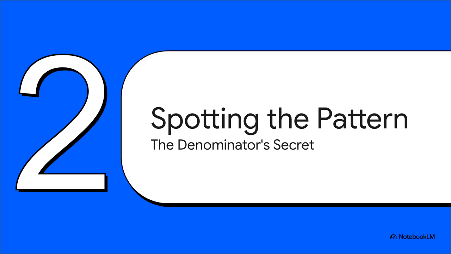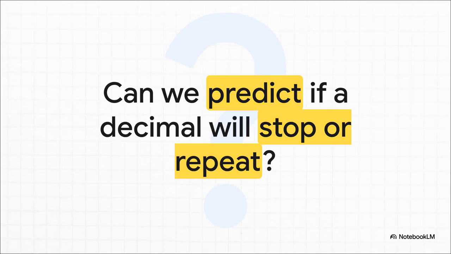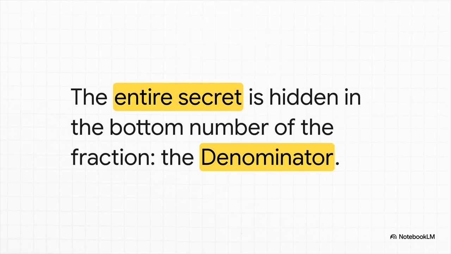All right, we've met our two families, but here's the million-dollar question. How can we tell if a fraction is going to be a stopper or a repeater without actually having to do all that long division? Well, my friends, it's time to learn the big secret. So, can we just look at a fraction and predict its future? Can we know if its decimal will stop or repeat forever? The answer is absolutely yes. And it's way easier than you think. Let's uncover this mystery.